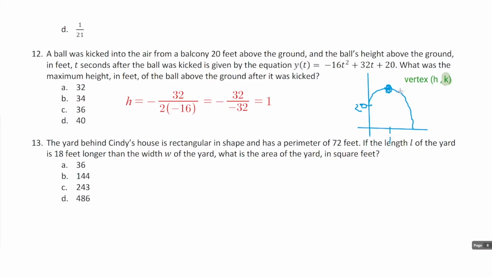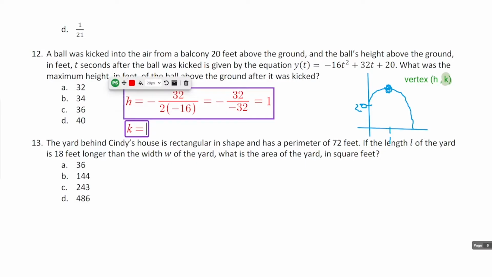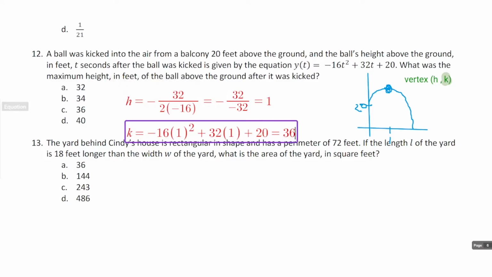So at that point, you want to plug in 1 into the function to find out what the maximum height is. So the k is going to be negative 16 times 1 squared, which is just 1, plus 32 times 1, plus 20. This is something that you could probably get away without using a calculator, but hopefully you have at least a 4-function calculator for this one. Negative 16 plus 32 plus 20 is 36. So our answer is C.